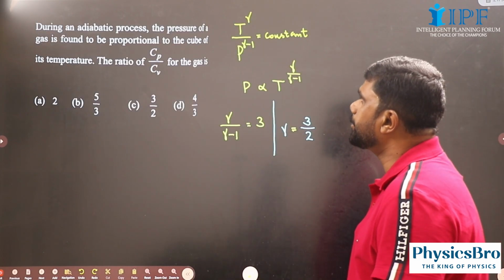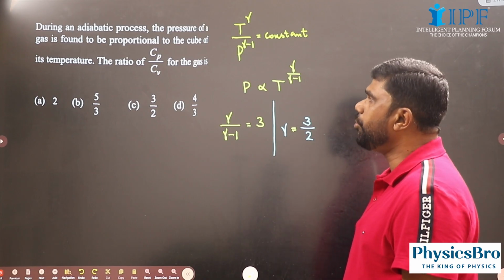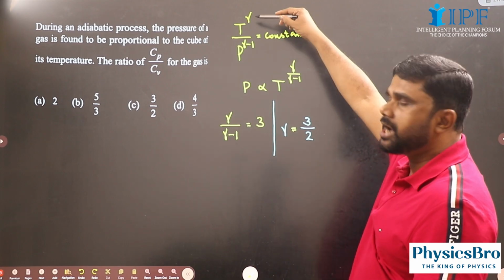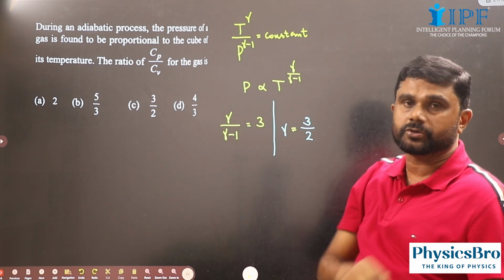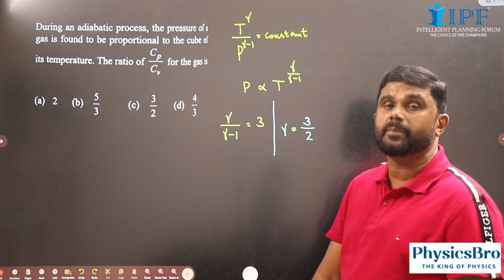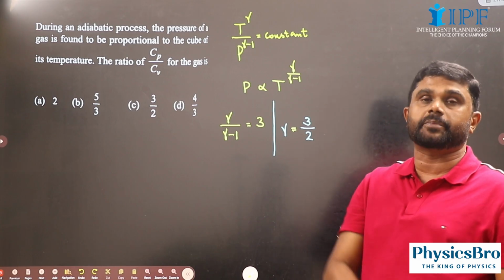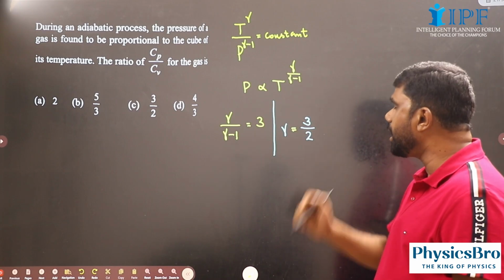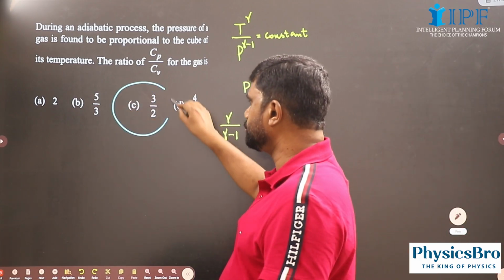Now, during an adiabatic process, the pressure of a gas is found to be proportional to the cube of its temperature. The ratio of Cp by Cv for the gas is? T raised to gamma divided by P raised to gamma minus 1 is constant for an adiabatic process. And we can write P directly proportional to T raised to gamma by gamma minus 1. And here it is given that pressure is directly proportional to the cube of temperature. Means gamma by gamma minus 1 is 3. And from here you will get gamma equal to 3 by 2.